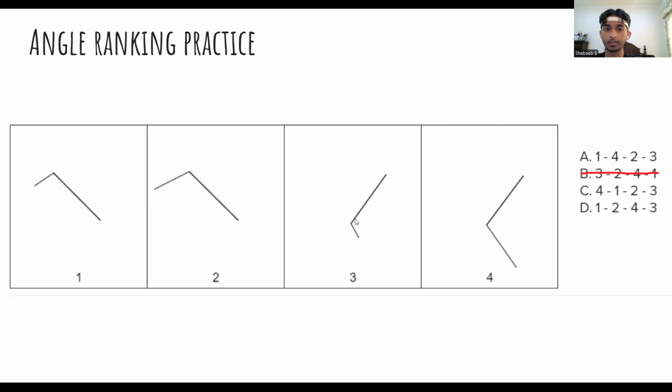And I feel like I need a little more to turn 3 into a right angle. So yeah, I'm saying 3 is larger. So now my smallest is between 1 and 4. So now I got to compare those two.